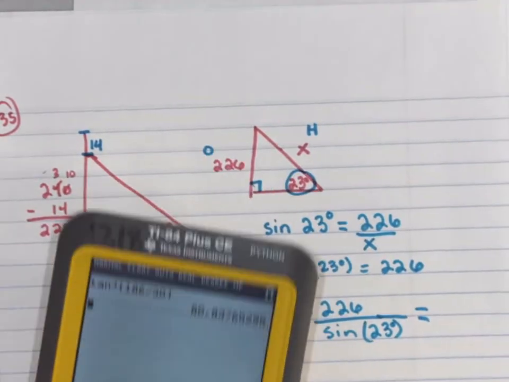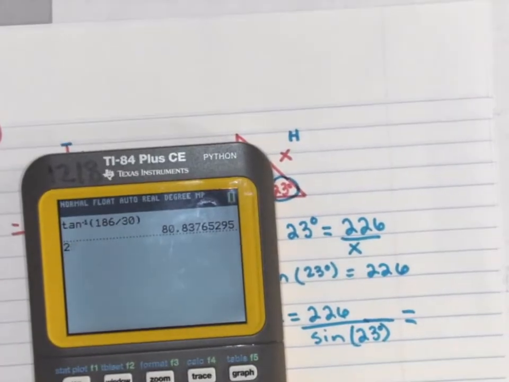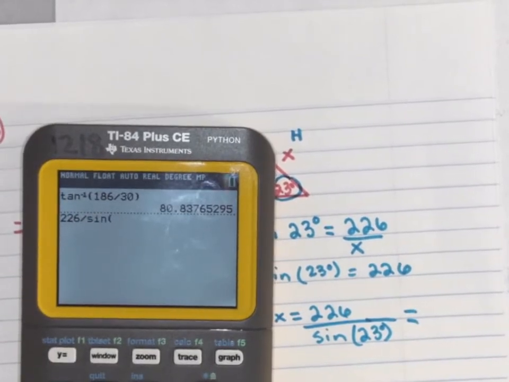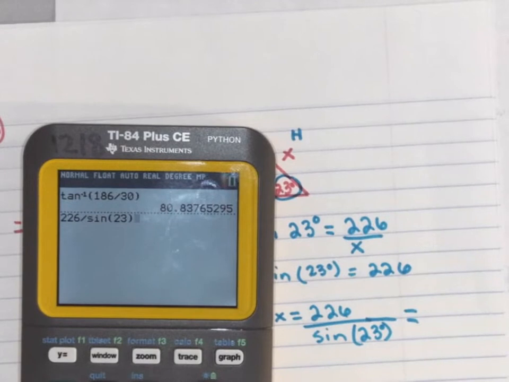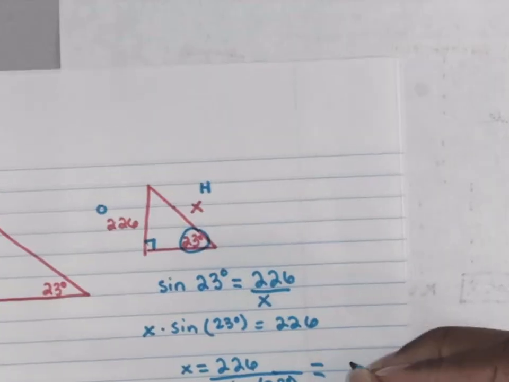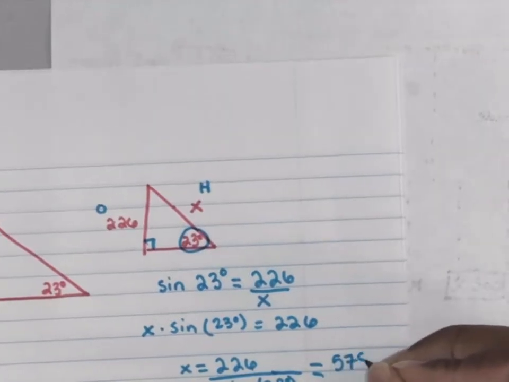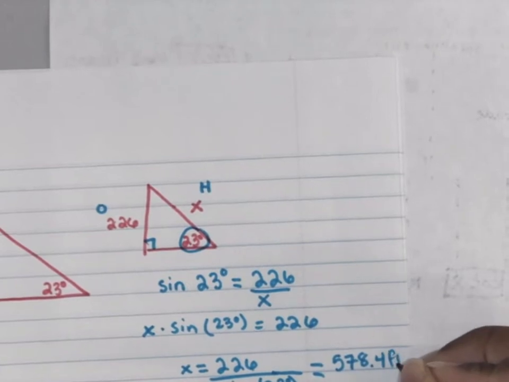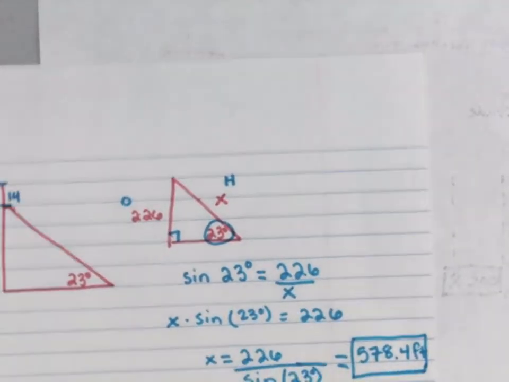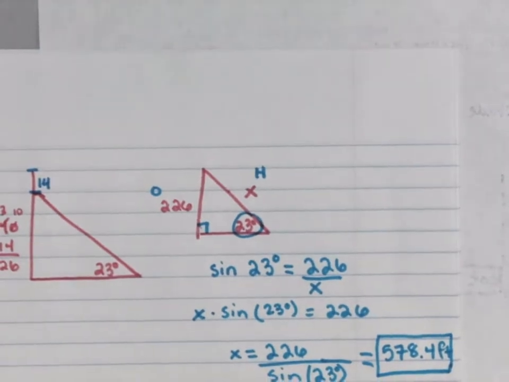So I use my calculator. I got 226 divided by sine 23 degrees. Make sure your calculator is in degree mode. And what I get is about 578.4 feet. And I think about the situation and I ask myself, does that make sense?